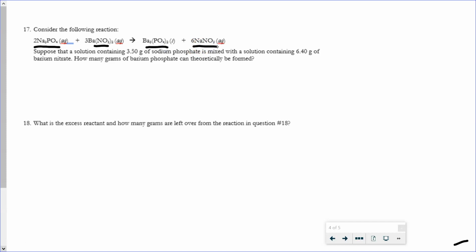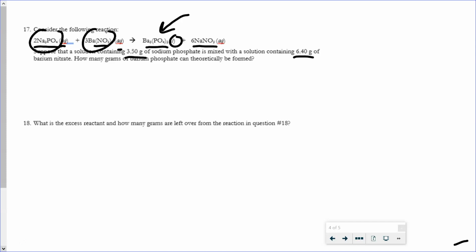This is a double replacement reaction, and we can also tell that this reaction actually takes place because, remember, we start with 2 aqueous compounds here, and when we mix them together we get a solid precipitate. So that's a good indicator of what's going on. So anyway, we have 3.5 grams of the sodium phosphate here, and we have 6.4 grams of the barium nitrate here. And we need to figure out first how many grams of barium phosphate can theoretically be formed.